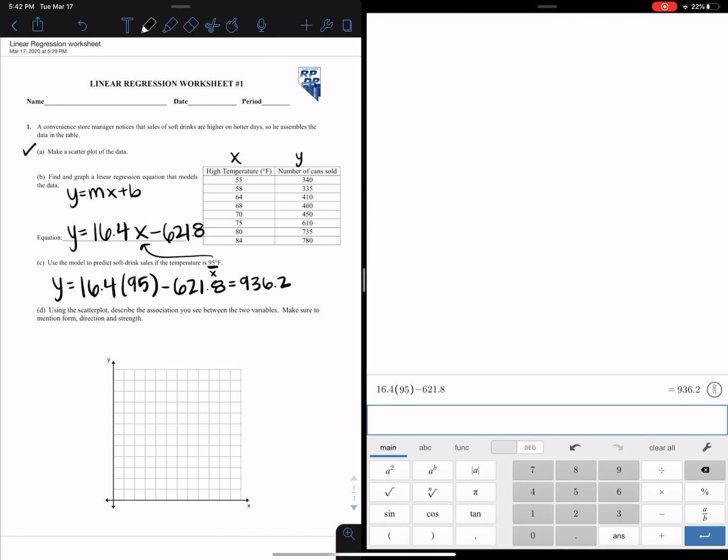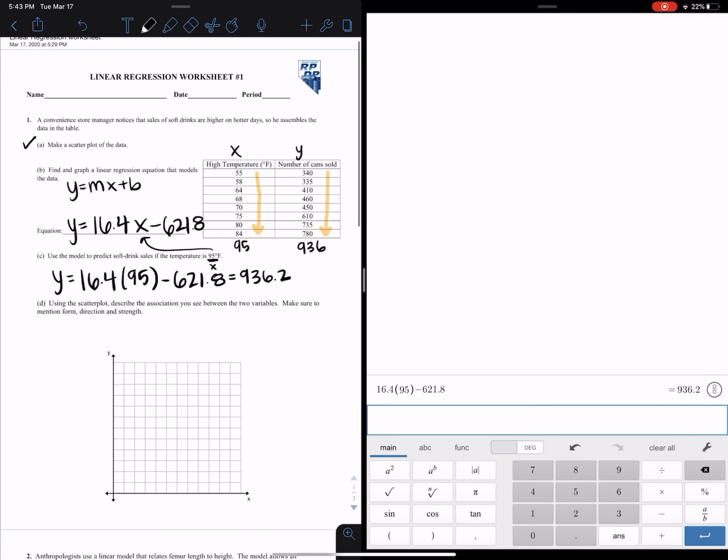And that makes sense to me because if we look at our table over here, as the temperature gets higher, the number of cans sold also gets higher. And that's because when it's hot outside, people want a nice ice cold drink. And so if we put 95 down here, our data would make sense that it would be about 936 cans sold.